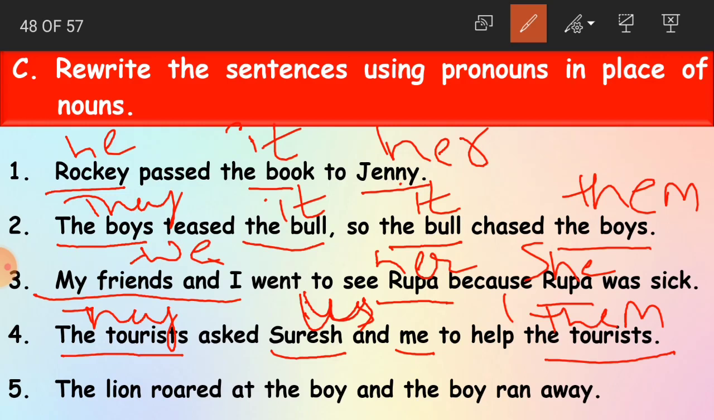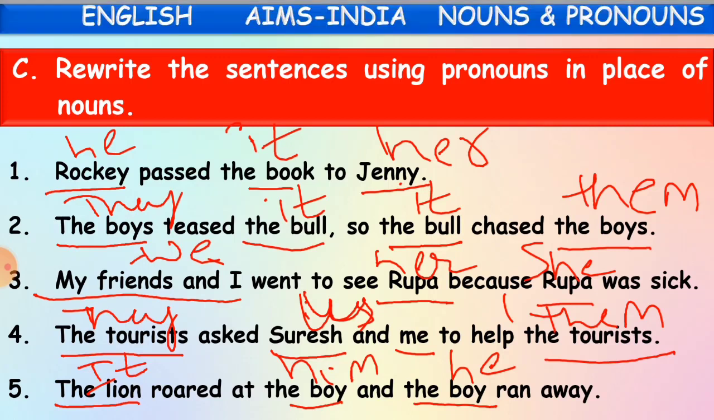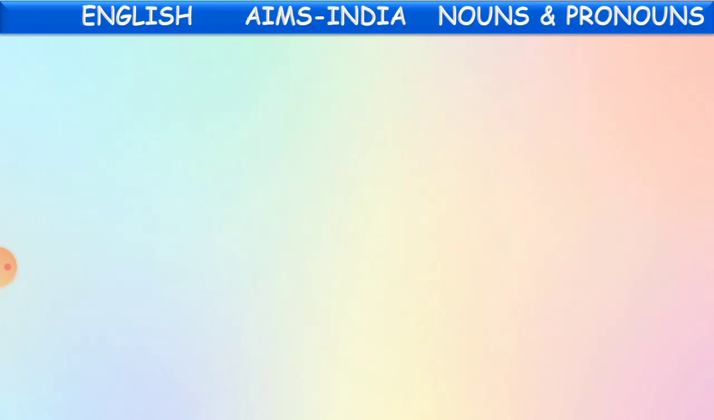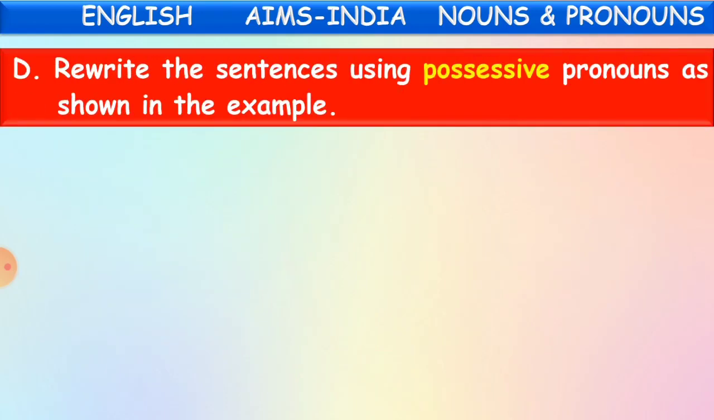Okay, here the fifth sentence: the lion rode at the boy and the boy ran away. So the lion is an animal. It rode at the boy, him, and the boy, he, ran away. It rode at him and he ran away. Clear, children? Yes, so like this you have to identify the nouns and change them into pronouns.